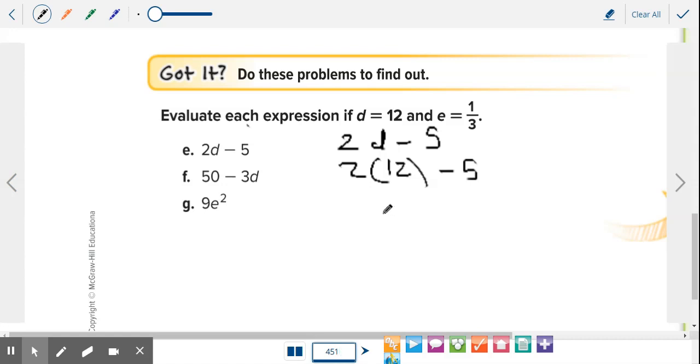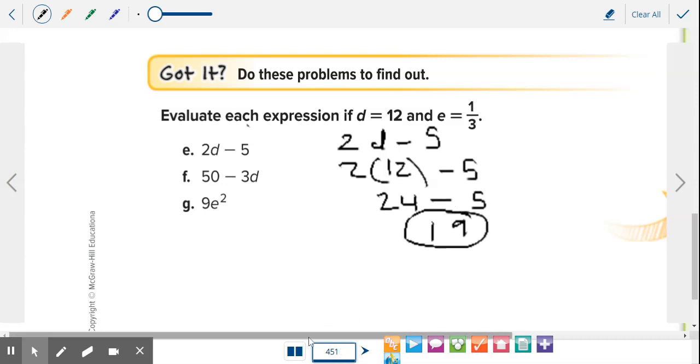So what do we have to do first? You have to multiply. So multiply it out, you get what? 24. Then we just copy down minus 5, and we get what? 19.